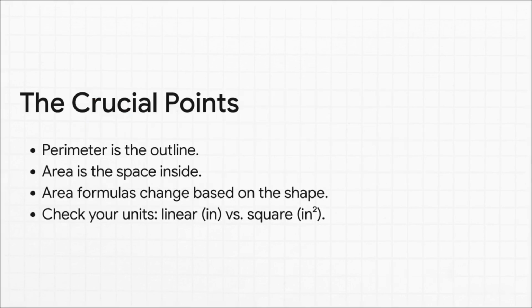So let's lock this in one last time. Perimeter is the outline. Area is the space inside. The formula you use for area is always going to change based on the shape. And please, please, please always check your units. That little 2 for squared is the difference between measuring a line and measuring a surface, and it makes all the difference in the world.